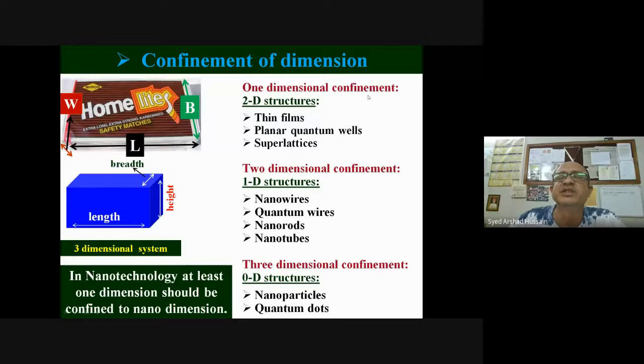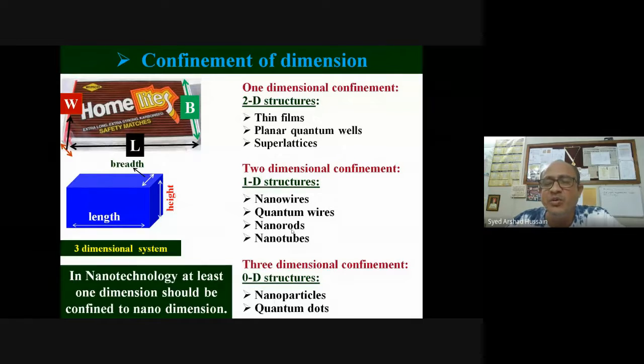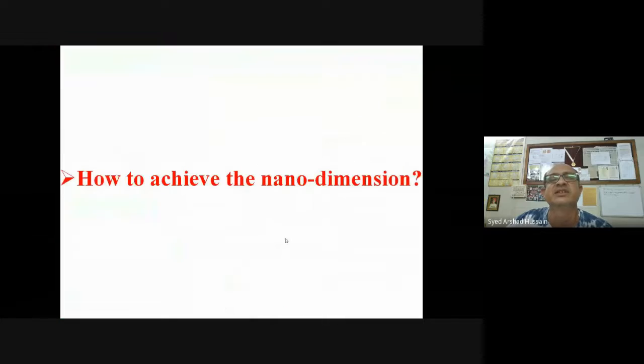If you cut down one dimension, then we have a two-dimensional structure. That is, maybe the thickness is of the order of nano, and an example is thin films. This is the topic of our program. Similarly, if you cut down two dimensions, you will have a one-dimensional structure, something like a rope or wire. In nanotechnology, examples are nanowire, quantum wire, nanorods, tubes. If you cut down all three dimensions, we say this is a zero-dimensional structure, and examples are nanoparticles, quantum dots, etc.